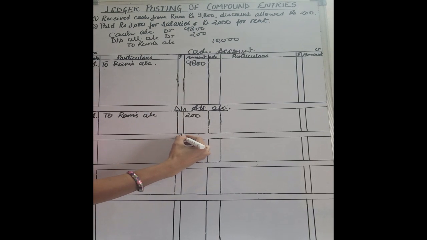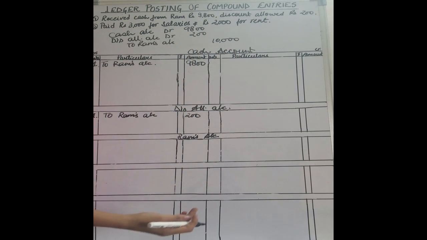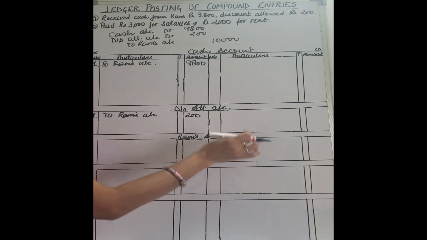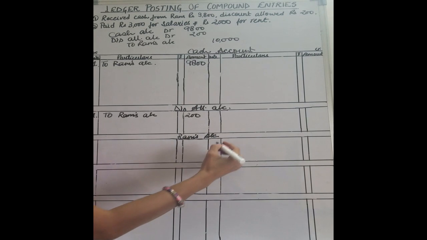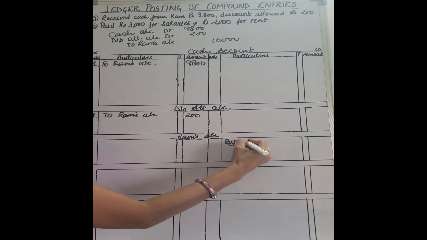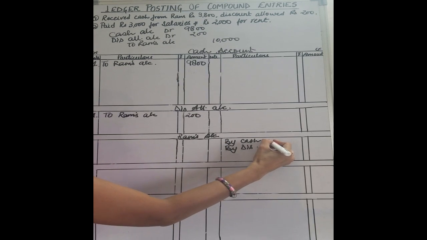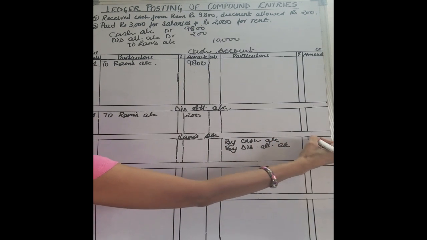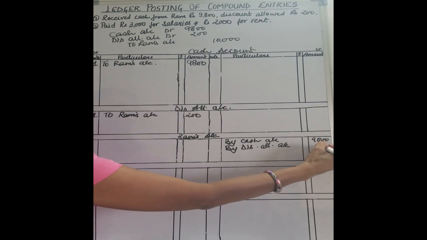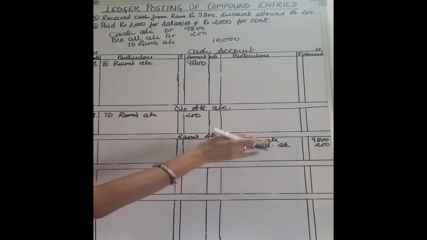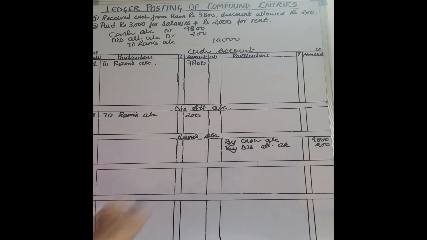So let's make Ram's account. Now we will credit Ram's account with rupees 10,000, and in the particulars column we have to mention both the reasons behind crediting Ram's account. Both the reasons are cash account and discount allowed account. So we will write it like 'By cash account' and 'By discount allowed account' with rupees 9800 and 200. So the total of this is 10,000. So here Ram's account is credited with rupees 10,000.